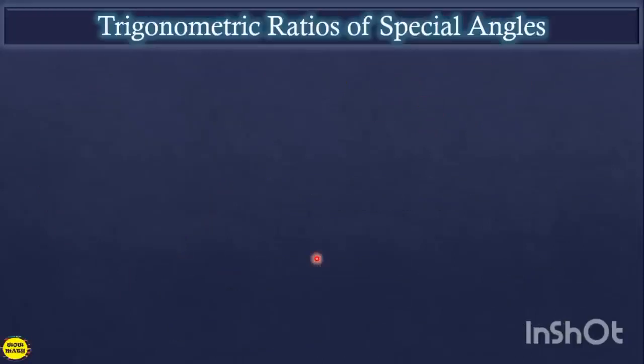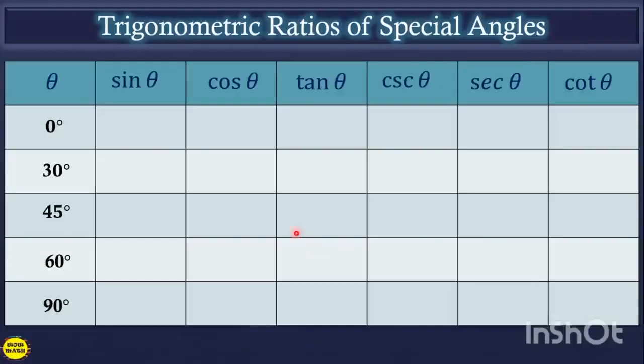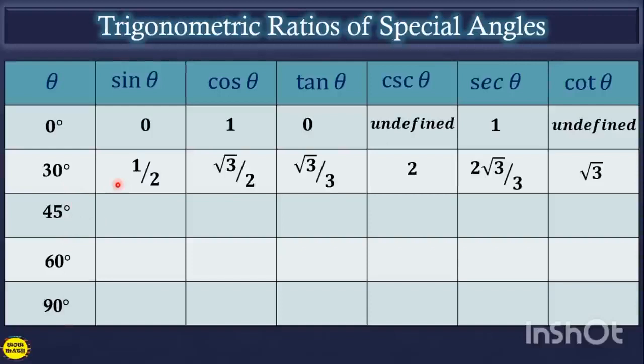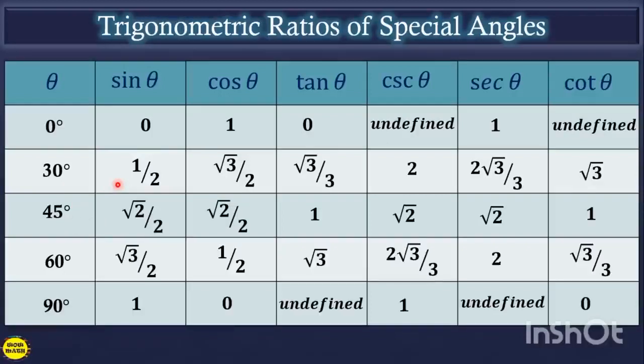So, in trigonometric ratios of special angles, we have the 0 degree. Ito po yung mga hinanap natin kanina: 0 degree, 30 degrees, 45 degrees, 60 degrees, and 90 degrees. So, ito po yung ating summary. Ito yung mga nakuha po natin kanina.